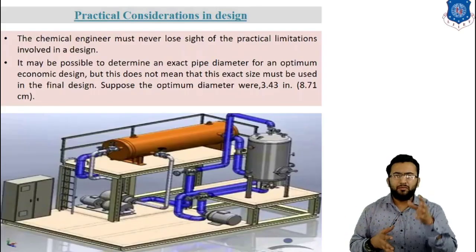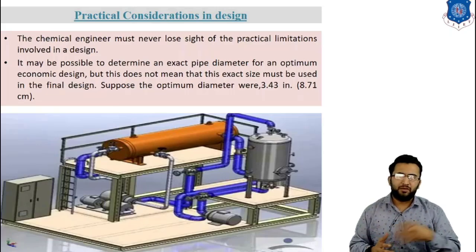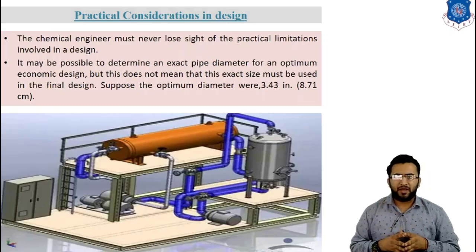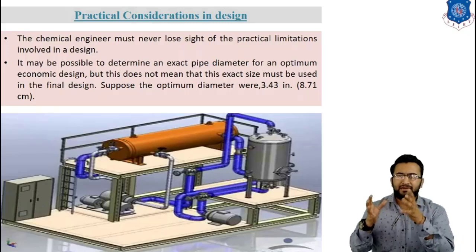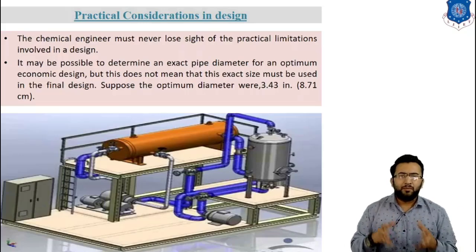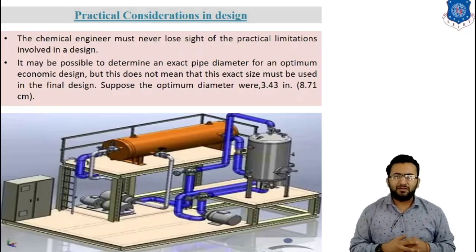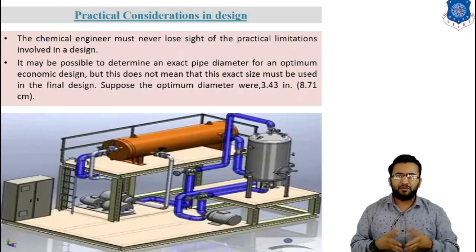The chemical engineer must never lose sight of practical limitations involved in design. It may be possible to determine the exact pipe diameter for optimum economical design, but this does not mean that the exact size must be used in the final design. Suppose the pipe diameter is 3.43 inch, or 8.71 centimeter. It would be impractical to have a special diameter fabricated with an inside diameter of 3.43 inch. Instead, the engineer would choose a standard pipe which could be purchased at regular market price.